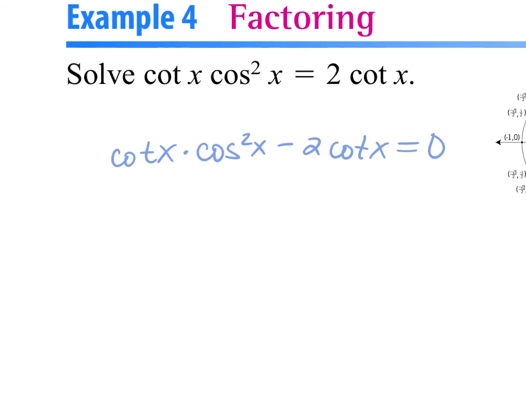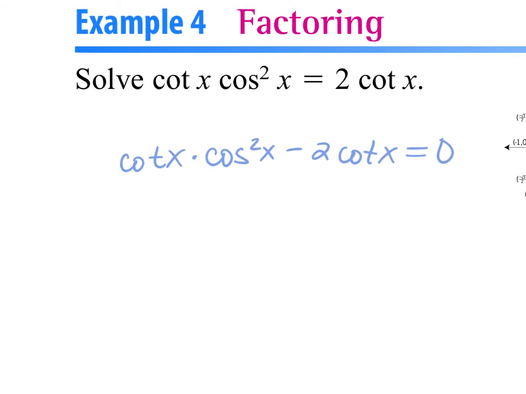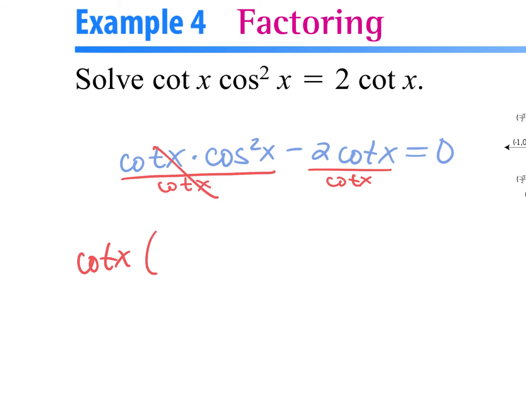All right, do you see, there's 2 terms there. Do you see that they have anything in common? Okay, they both have a cotangent, right? So I can take the cotangent out. I can factor it out. If I take out cotangent here and cotangent here, I'm left with what? Cosine squared of x minus 2. Minus 2 equals 0.